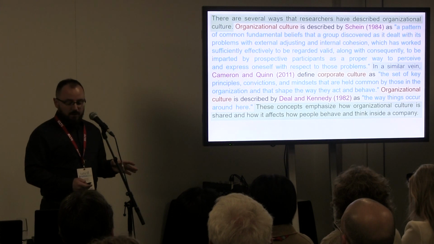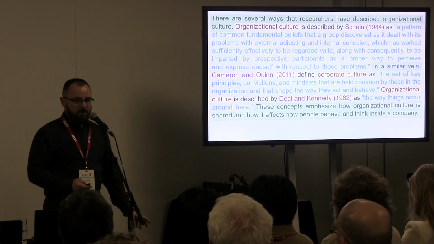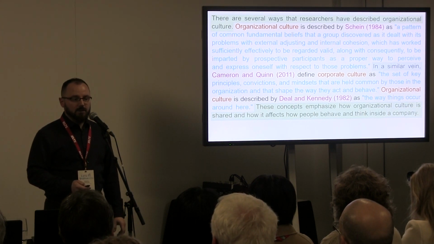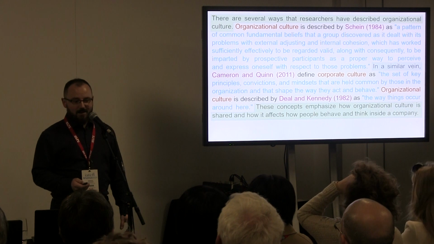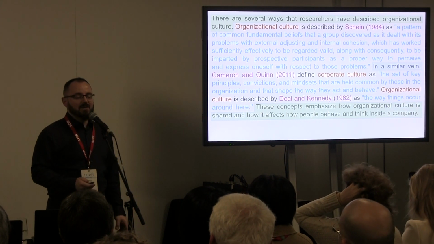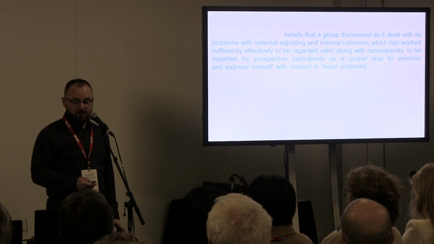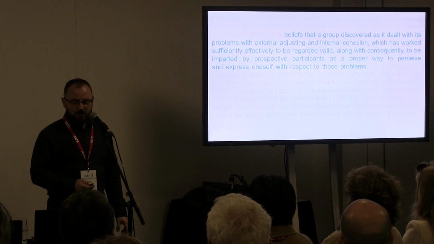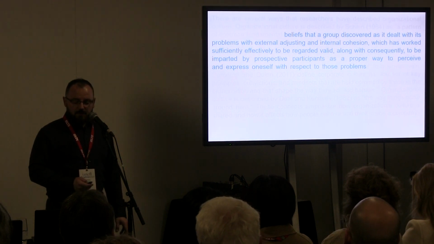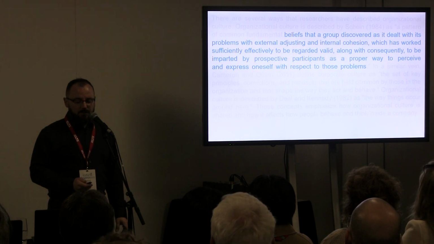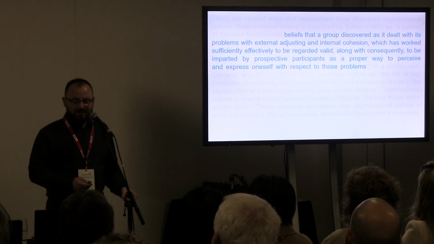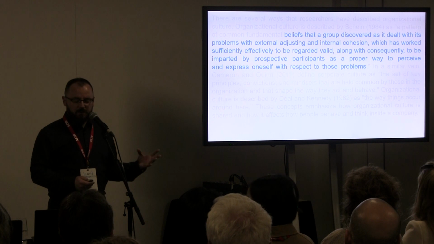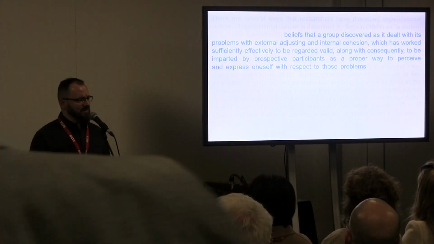As a matter of fact, there are some more serious problems with this particular piece of writing. When I looked at those quotes more closely, it turned out that none of them is a real quote. Each of them is probably a paraphrase, and all these sources exist, so especially the first one is a rather clumsy paraphrase. Believes that a group discovered, as it dealt with its problems with external adjusting and internal cohesion, which has worked sufficiently effectively to be regarded valid, along with consequently, to be imparted by prospective participants as a proper way to perceive and express oneself, right?